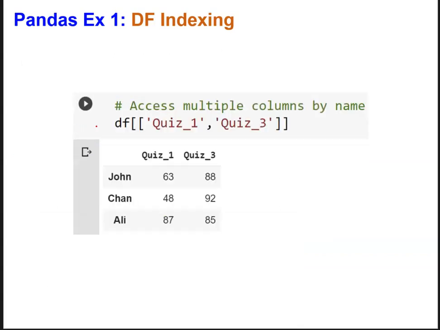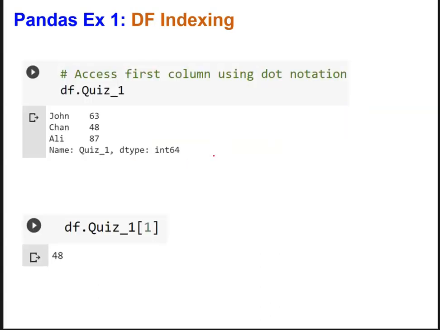You can also get multiple columns if you want to extract multiple columns, let's say quiz 1 and quiz 3. You can do that also. You just need additional square brackets, you can notice the additional square brackets. This is like a list within the square brackets, and you can use that to get multiple columns. You can see that quiz 2 is not displayed, but quiz 1 and quiz 3 are.